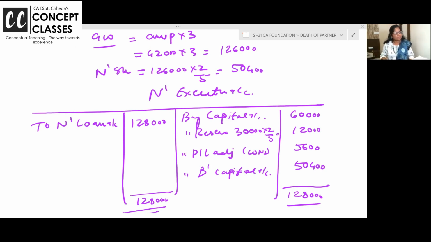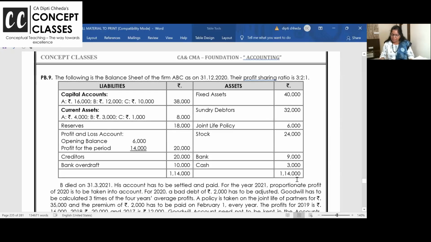Ninth problem. Following is the balance sheet. This time you have the capital accounts also, the current accounts also. Reserves are also there. And last year's profit is not distributed. Last year's profit generally we add to the current account if capital and current accounts are there. But they have kept last year's profit also.